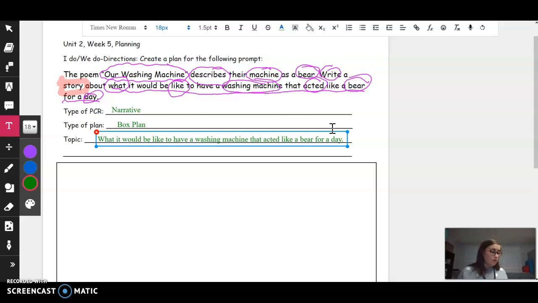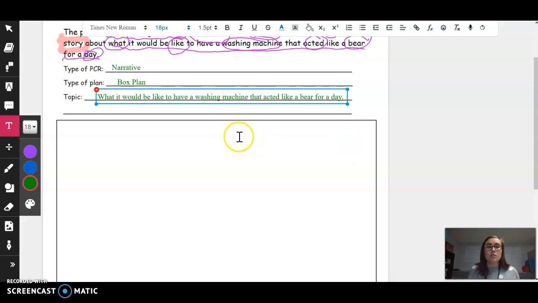Okay, so now that I'm done with my prompt analysis, I'm going to scroll down to my plan. Like I said, our plan is going to be a little bit different. On your assignment page, there is a picture of what a box plan looks like, but I'm going to do that in this box. The only thing that's going to be missing is our hook, and our hook is something we're going to be talking about much later.